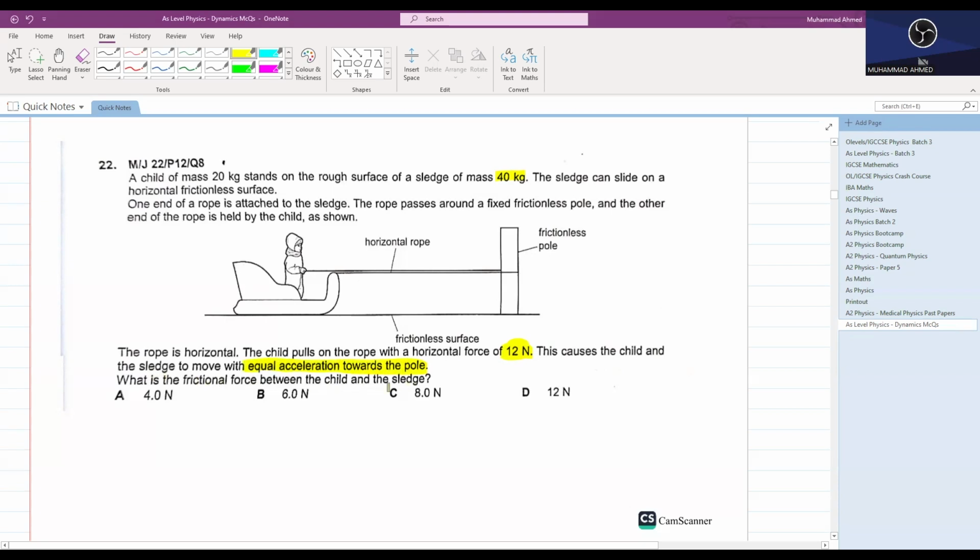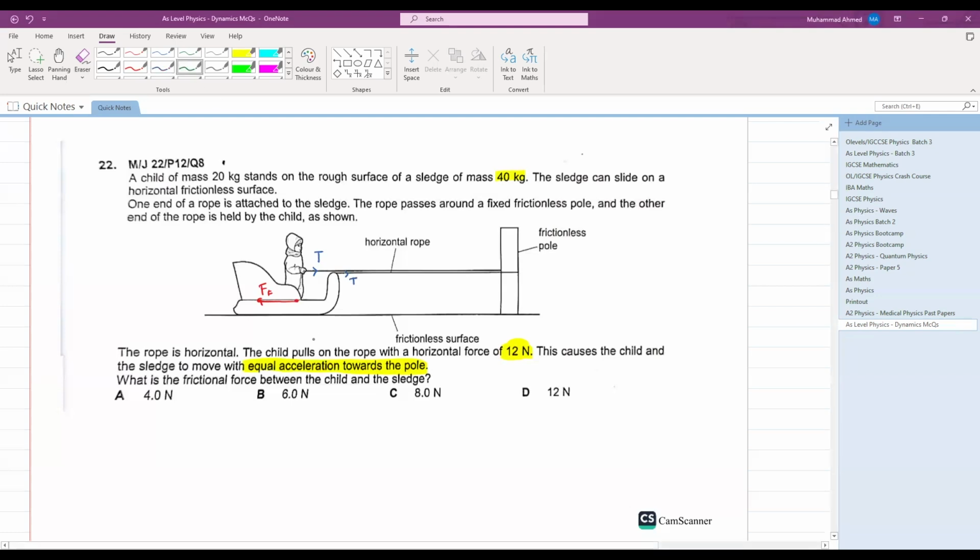What is the frictional force between the child and the sledge? First of all, you need to realize that friction is only acting between the child and the sledge. The frictional force is only acting between the child and the sledge. That is this thing. And what will be the other forces? There is a tension acting here, and there is a tension acting on the sledge as well.